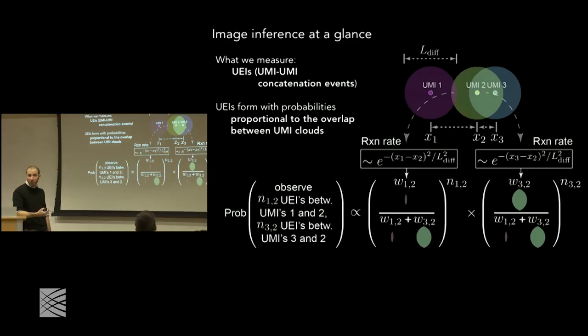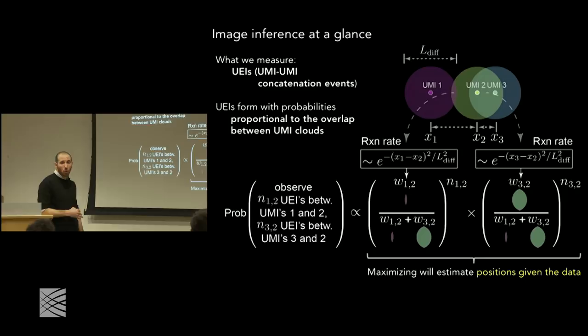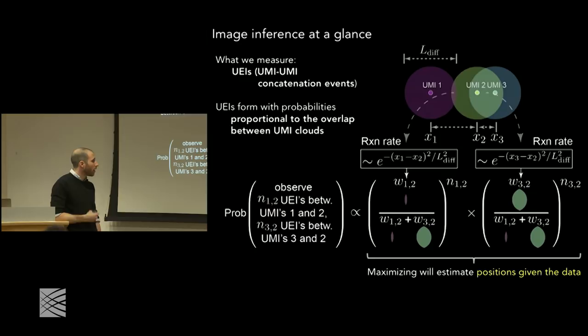And so as part of the process of making an estimate, what we want to do is maximize this probability. We want to ask, what is the most likely set of data, or rather, what is the most likely set of positions that would give us the data that we observe? And that we'll get by simply maximizing that expression.